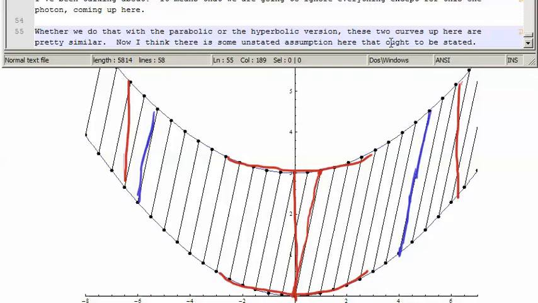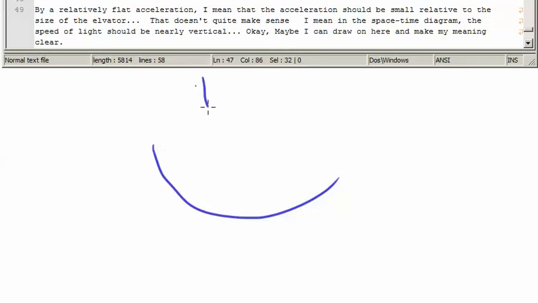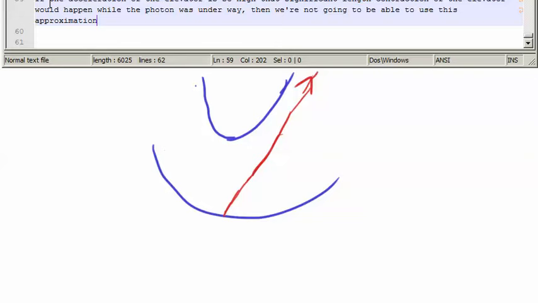Now I'm talking circularly because I was trying to state that earlier, that the speed of light should be nearly vertical, or the acceleration is relatively flat. If I draw the parabolas like, well, something like that, that's a bad diagram, but in such a way that by the time that light gets up there, the relativistic effects are already noticeable. So what I'm saying is, if the acceleration of the elevator is so high that significant length contraction of the elevator would happen while the photon was underway, then we're not going to be able to use this approximation.